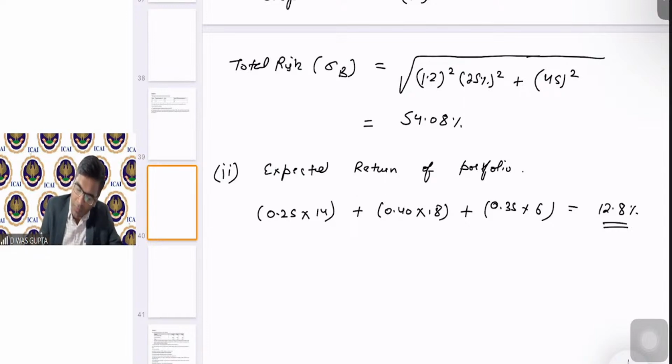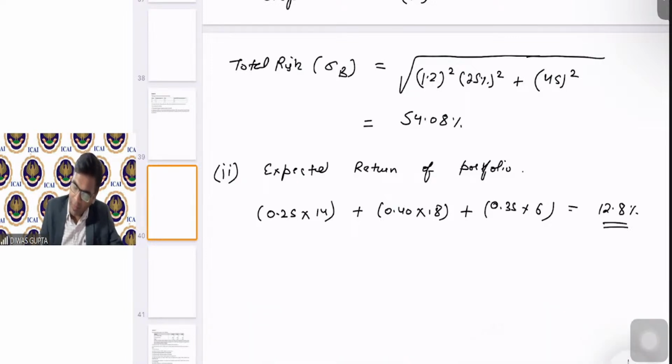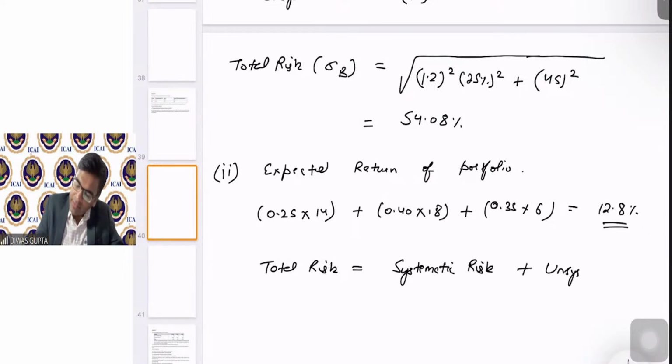Now, standard deviation or risk, we can say it's a total risk actually. Again, we can say for total risk, what we need to do, we first need to take the systematic risk and add in that unsystematic risk.